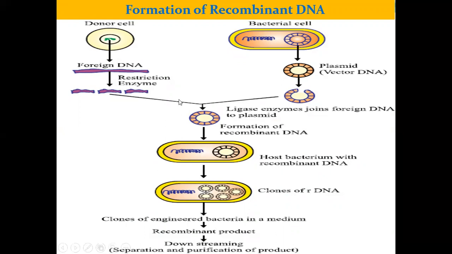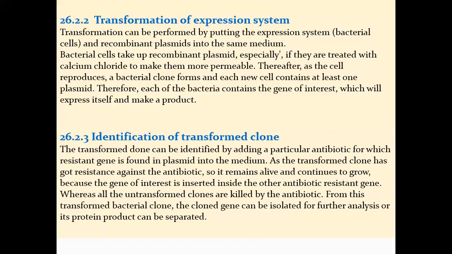Plasmid vector. Here we took the gene and here we ligate it with ligase enzyme, और यहाँ पर हमने इसको reproduction के लिए छोड़ा तो यहाँ पर इसके clones produce हुए. So this is the formation of recombinant DNA. Transformation of expression system का मतलब ये है कि transformation can be performed by putting the expression system and bacteria into the same medium. Bacterial cells take up the recombinant plasmid, especially if treated with calcium chloride to make them more permeable. Thereafter, as the cells reproduce, a bacterial clone forms, and each new cell contains at least one plasmid. Therefore, each of the bacteria contains the gene of interest.